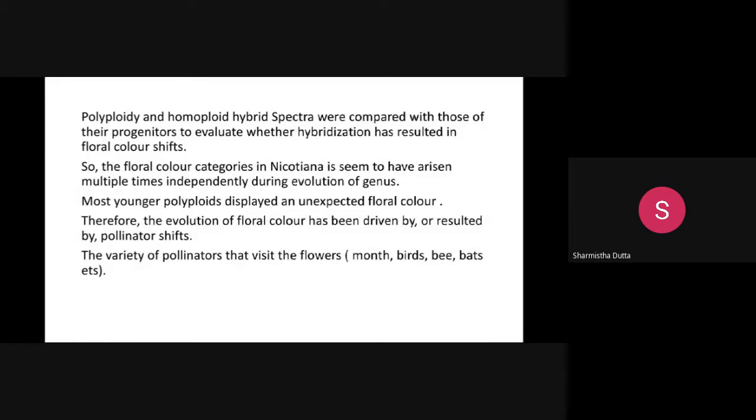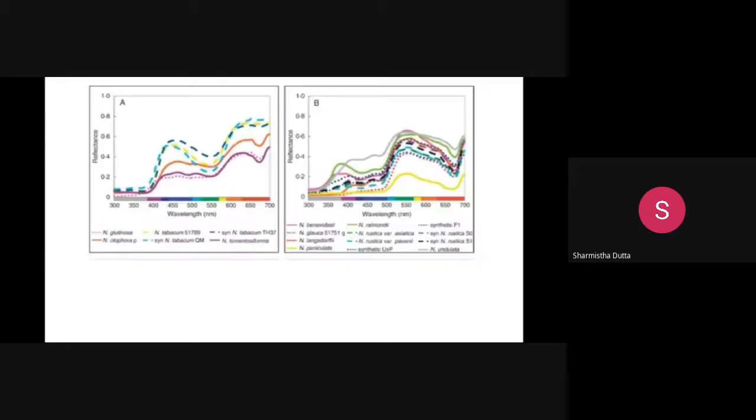and most younger polyploids display unexpected floral colors. The floral color is weakly constrained by phylogeny in evolution, and the color shift occurs in association with the polyploid and homoploid hybridization. So the article concludes that the evolution of floral color has been driven by the pollinator shift. The variety of pollinators which visit the plant Nicotiana are moths, birds, bees, and bats.